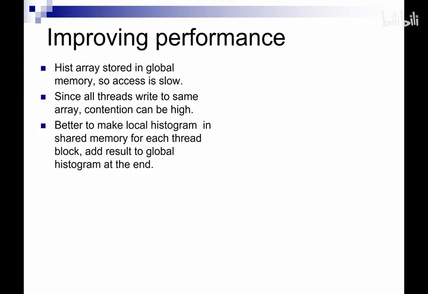So what we're going to do is, instead of all the threads contending on the single histogram, make multiple local histograms. That is going to reduce the contention. Also, we're going to store these histograms in shared memory instead of global memory, which will improve the access speed. But at the end of this computation, we need to combine all of these local histograms into one big histogram. That final histogram is still going to be in global memory. So we have this final step, which combines a bunch of shared memory local histograms into a single global memory histogram.